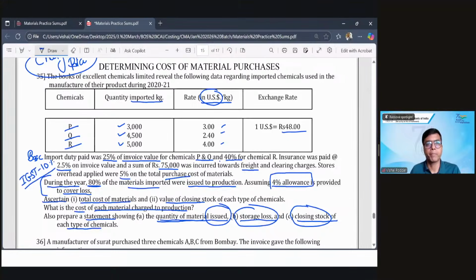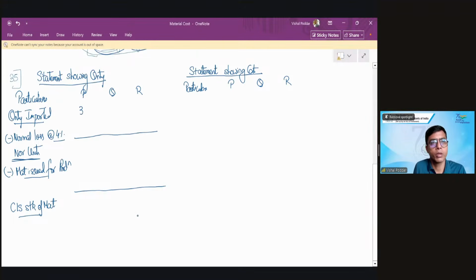Okay. Quantities are 3,000, 4,500 and 5,000. Now start using your calculators. They are saying 4% is going to be the normal loss. So I know that out of 3,000, 4% works out to 4 threes are 12, 120. Correct? 4% of 4,500 works out to 180. And 4% of 5,000 works out to 200.